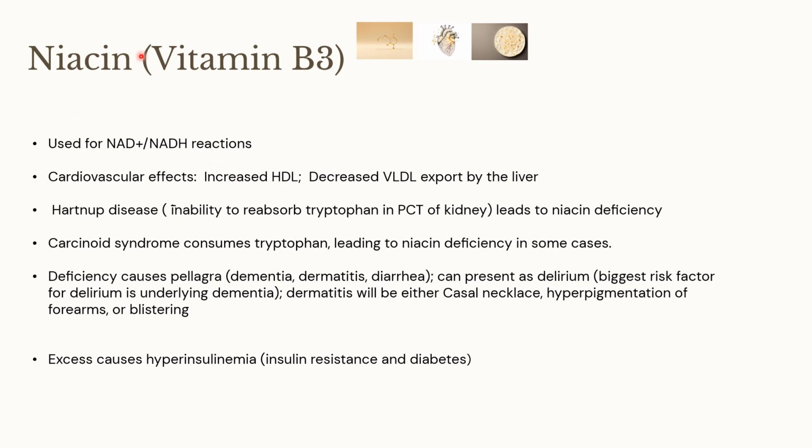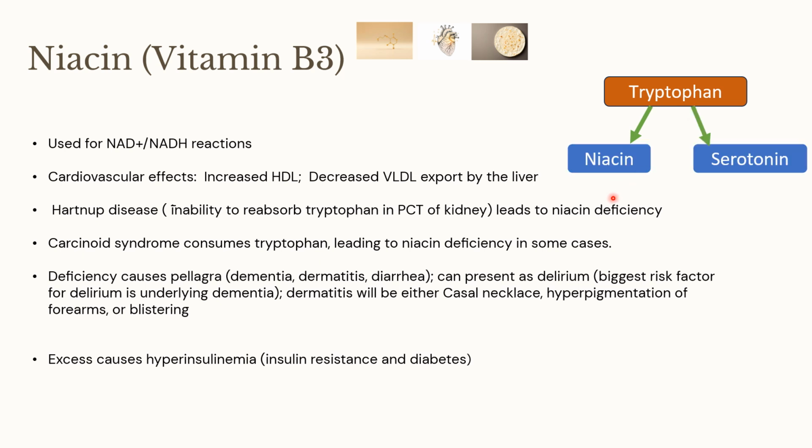And niacin can be helpful for cardiovascular effects, such as increasing HDL and decreasing VLDL, whereby we will be decreasing the triglyceride export by the liver. Another thing we need to know is that the precursor for niacin is tryptophan. Tryptophan can form either niacin or serotonin. Hartnup disease is the inability of the proximal convoluted tubule of the kidney to reabsorb tryptophan. So therefore we will be losing tryptophan, resulting in niacin deficiency.